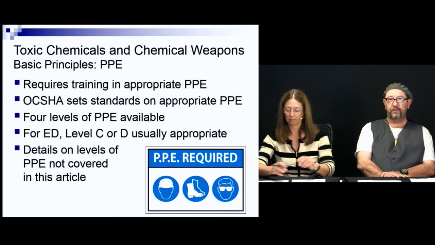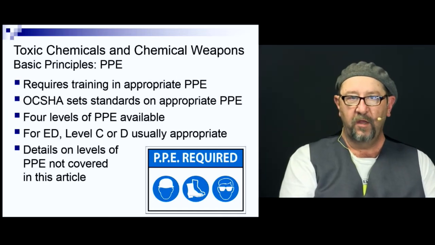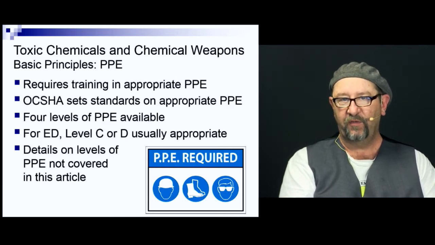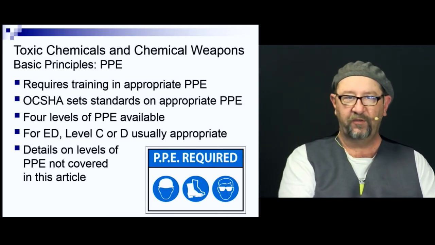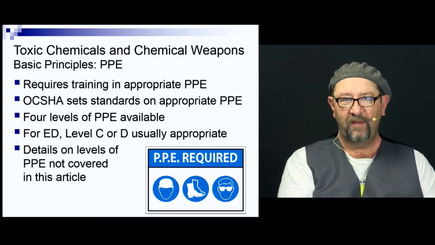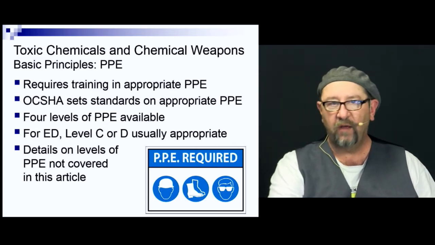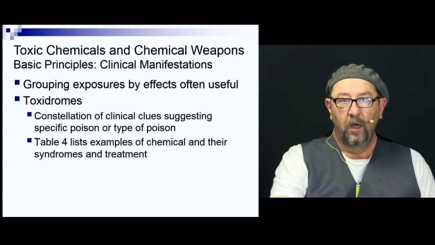All right, basic principles of PPE. You've got to have your training. You've got to have your standards and appropriate equipment. There are 4 levels, and for the ED it's level C and D, and this is where you get into your little yellow suits and all of that, and we keep training our residents to do that. Details on levels of PPE are not covered here. This is more disaster response focused, so we're not going to get into it, thank God, because there's more than enough to get into.